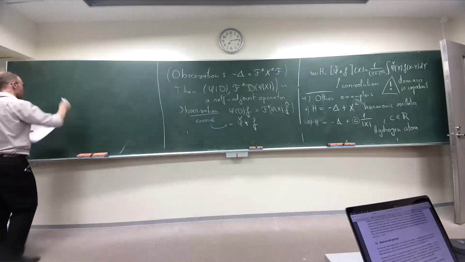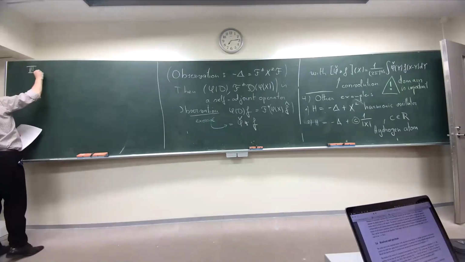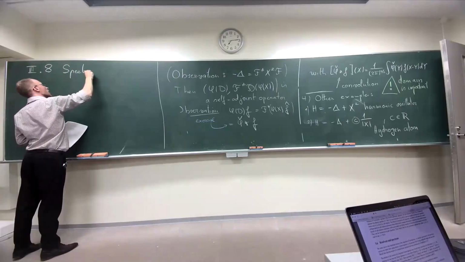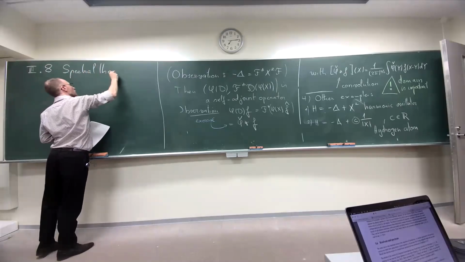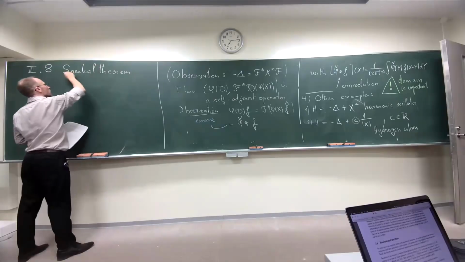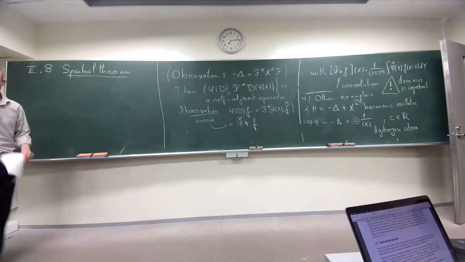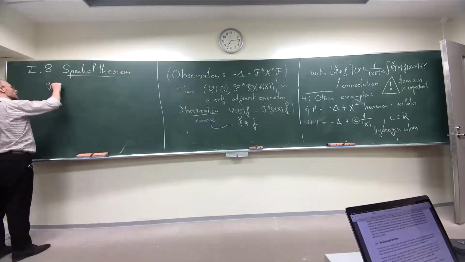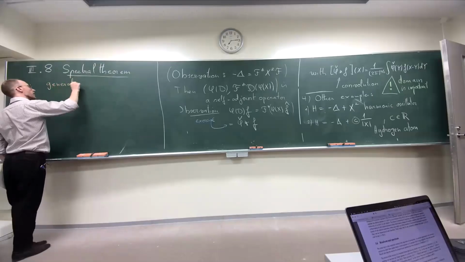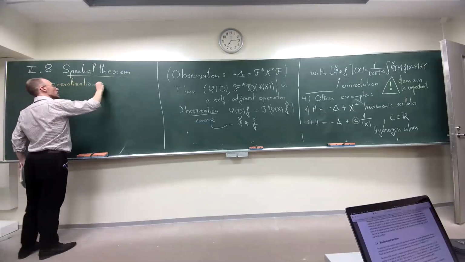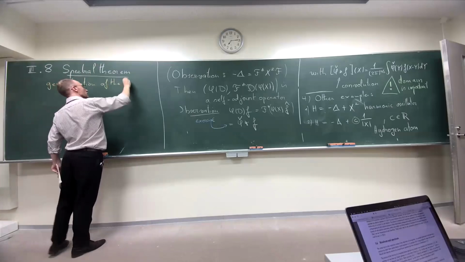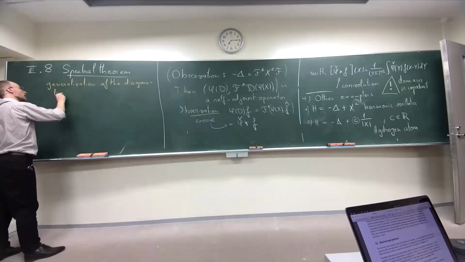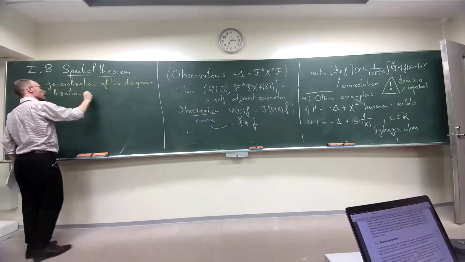Last section, 3.8. Spectral theorem. We want to go up until this part. What is the spectral theorem? It is going to be the generalization of the diagonalization of Hermitian matrix.